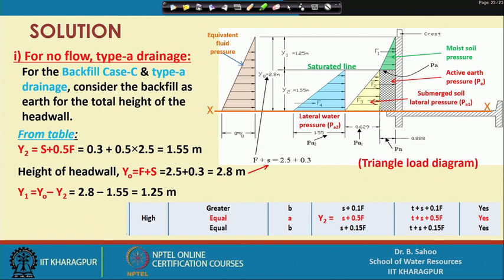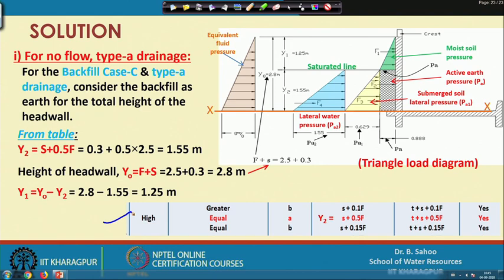So, this is the main criteria. You have to understand this problem very attentively. For no flow and type A drainage, for the backfill case C and type A drainage, consider the backfill as earth for the total height of head wall. In this case you have to follow the table, whatever table I have shown. This table I have given, I have cut a portion of that.